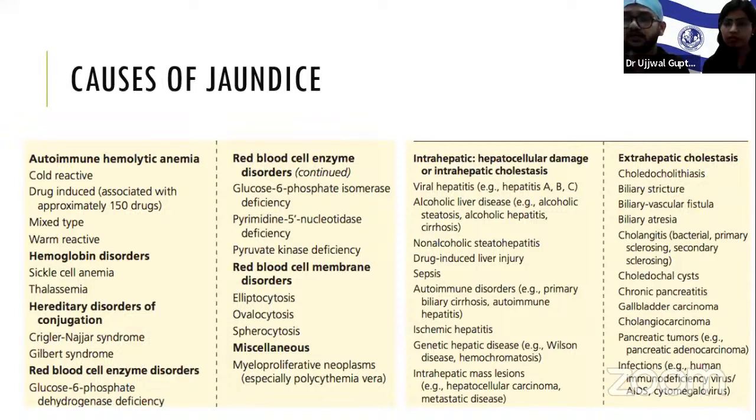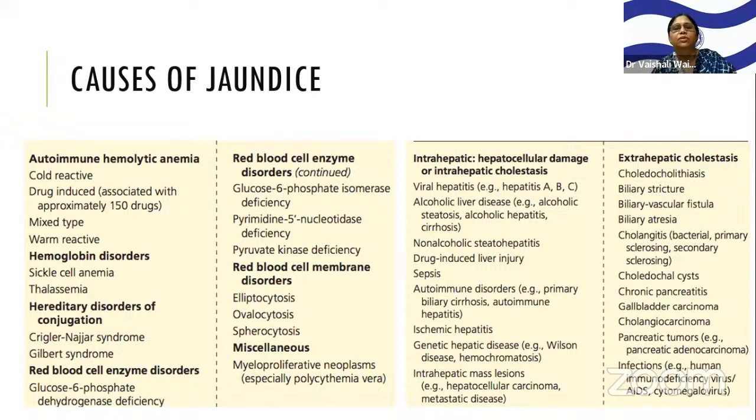Whereas conjugated hyperbilirubinemia can be due to intrahepatic cause and the post-hepatic cause. Intrahepatic causes mainly affect the liver parenchyma and cause hepatocellular damage. The most common causes are viral hepatitis, alcoholic liver disease, and non-alcoholic steatohepatitis. And post-hepatic causes can be due to any obstruction. It can be intraluminal or extraluminal obstruction.